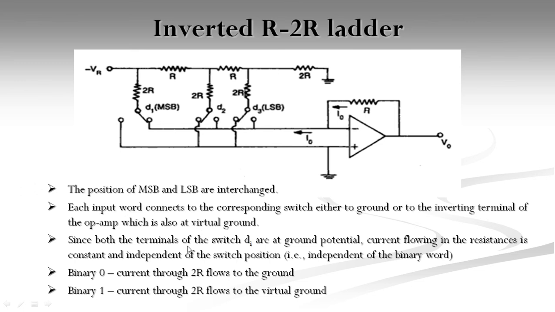Because of this, the current flowing through this resistor 2R is going to remain constant, and it is going to be independent of the switch position. If binary 0 has been applied, the current through 2R is going to be connected to the ground of the non-inverting terminal, and if you apply binary 1, then the current through the 2R is going to connect to the virtual ground.